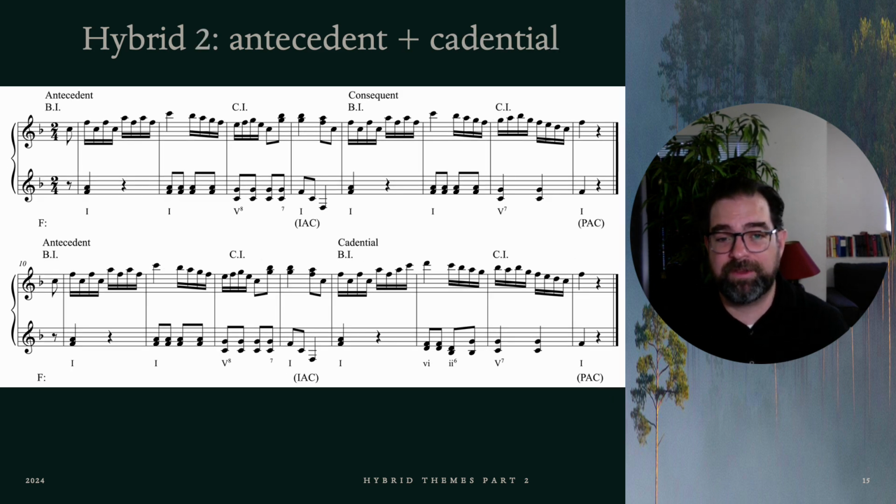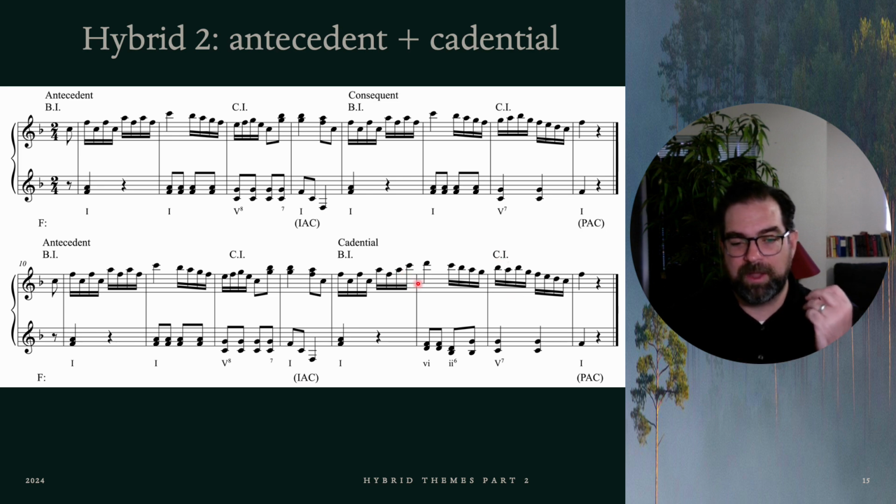Let's look at another version. So this is hybrid 2, an antecedent plus a prolonged cadential expression. So here we have the antecedent, again exactly the same as a period, and here we repeat the consequent phrase, but some notes had to change to fit our harmonic progression. So while this is still a consequent phrase, and it's still essentially mimicking what we have here, I had to change some material to make it fit my cadential progression. So we have a 1 chord, then we have a 6, 2, 5, and then 1.